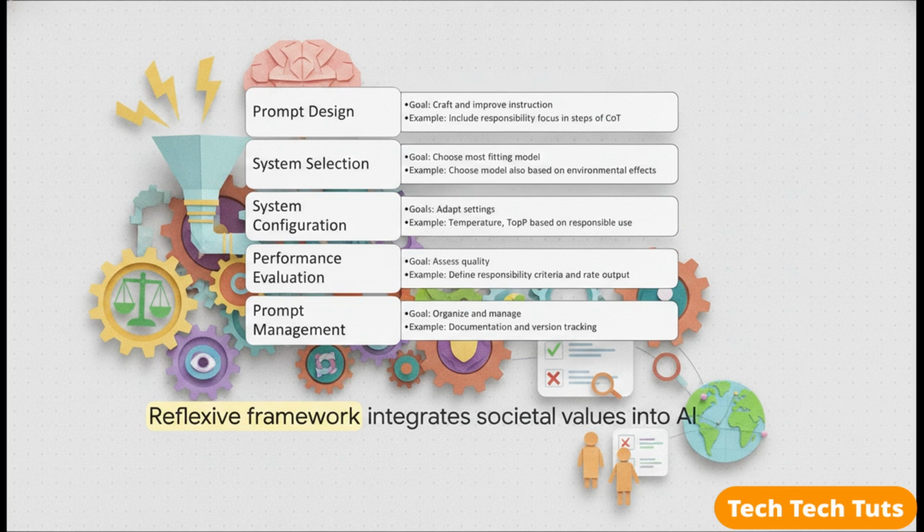Across 5 stages, from prompt design all the way to prompt management, this framework helps mitigate bias. It does this by embedding ethical checkpoints directly into how you configure and evaluate your prompts, so you're seamlessly integrating societal values into the design itself.